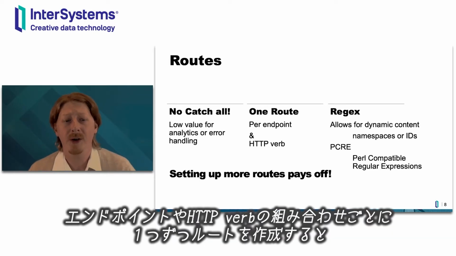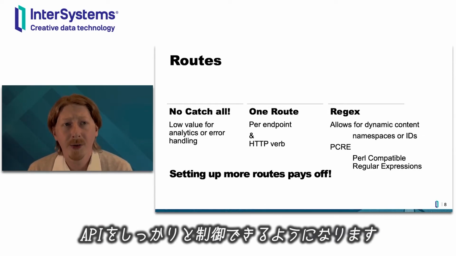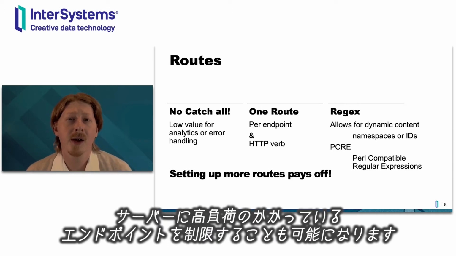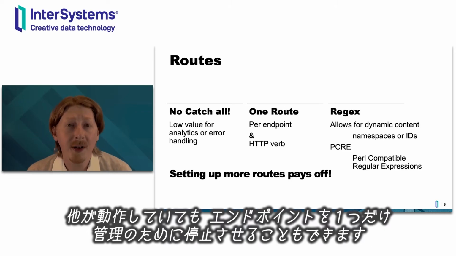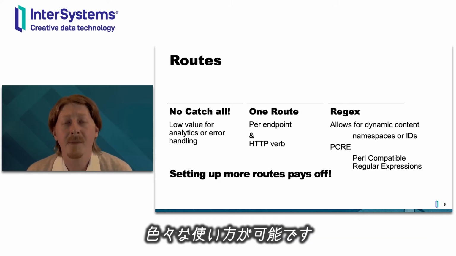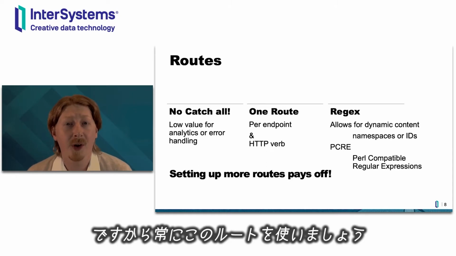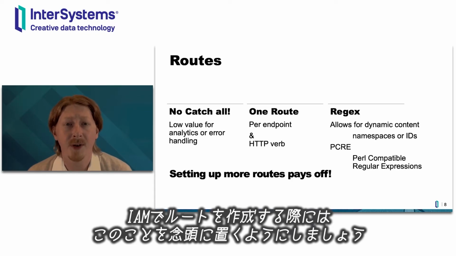Also, this one route for every endpoint, every HTTP verb combination, gives you super control over all your APIs in such a way that you can start to rate limit individual endpoints that are seeing a high load and that are overloading your server. You can start to take down one individual endpoint for maintenance while all the others are still operating. The opportunities are sheer countless, right? So always use this rule. Have this always in mind when you're building your routes in IAM, please.